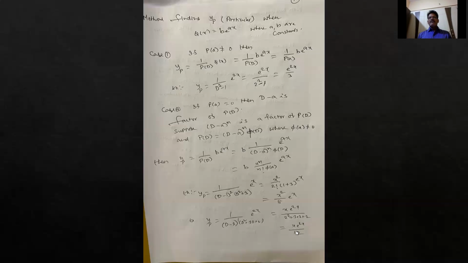So when we are to find the yp when Q(x) equals e power ax, it is very easy. Suppose if P of a is not equal to 0, then directly the answer will be 1 by P(a) times e power ax. If P of a equals 0, then D minus a is a factor of P(D). And suppose P(D) equals (D minus a) whole power n phi(D), phi of a not equal to 0, then what is the yp? Just the factor D minus a will come n times, so x power n by n factorial and phi of a e power ax. See some problems on this.